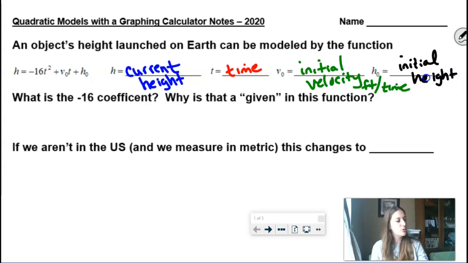Sorry, I'm doing that thing where I check my phone in the middle of my lesson. That's pretty rude, right?